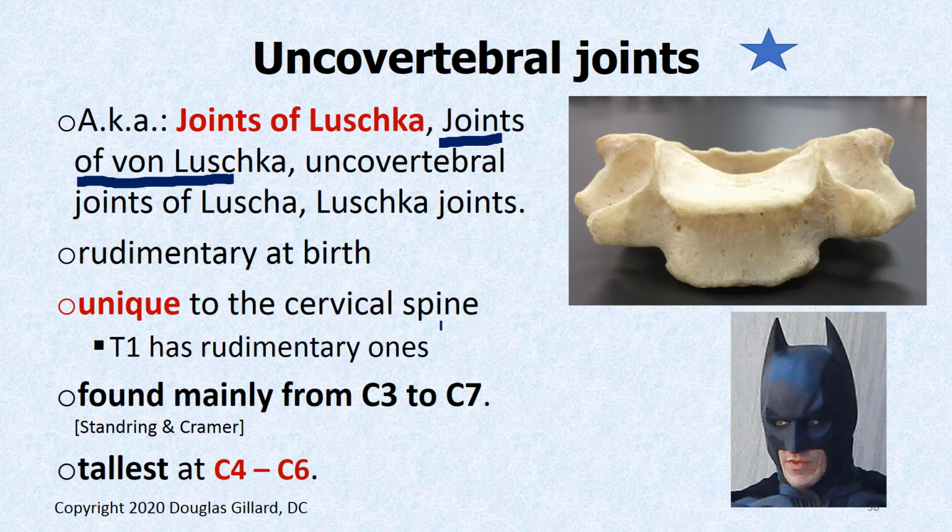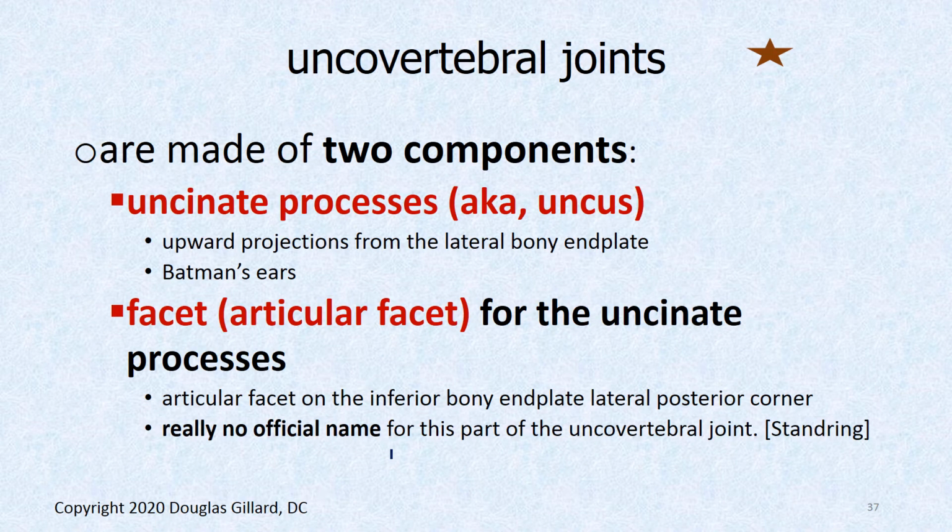And they're unique to the cervical spine, and nowhere else in the spine has them. Mainly C3 to C7. Tallest are right between C4, 5, and 6. They're made of 2 parts, the uncovertebral joints. Batman's ears are the uncinate processes, aka uncus or unci for plural. I like uncinate processes better.